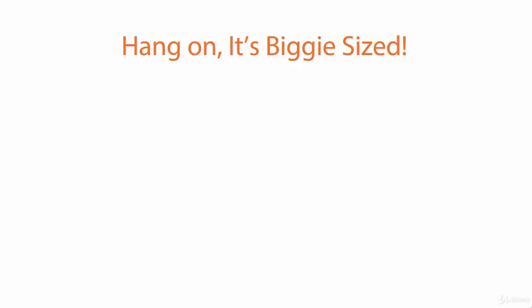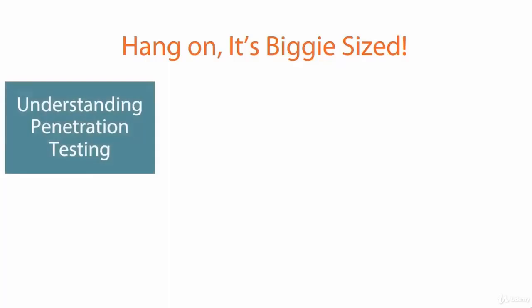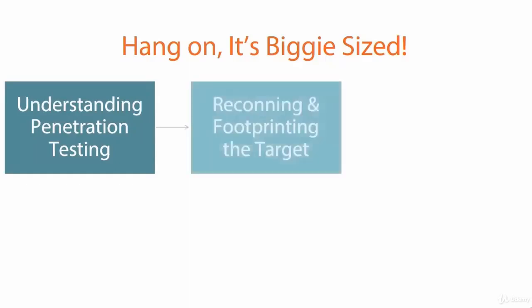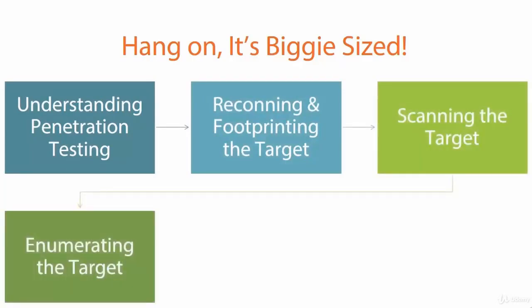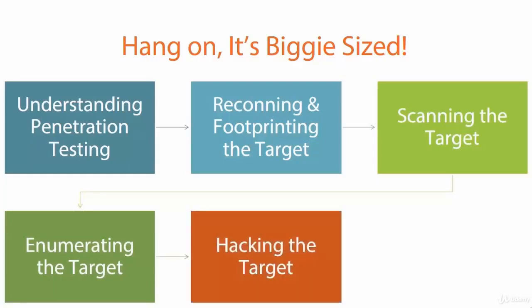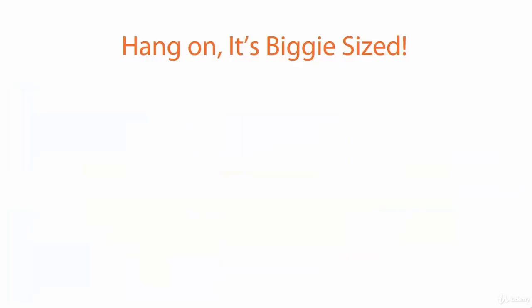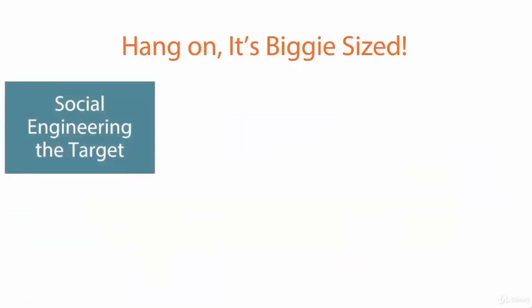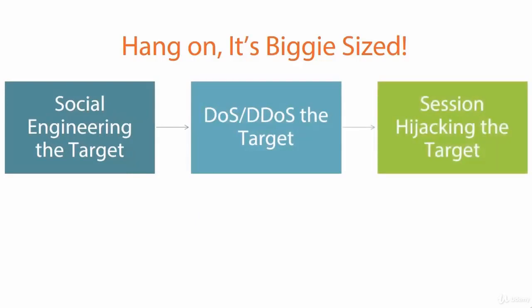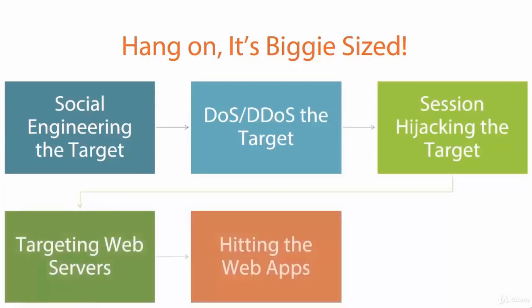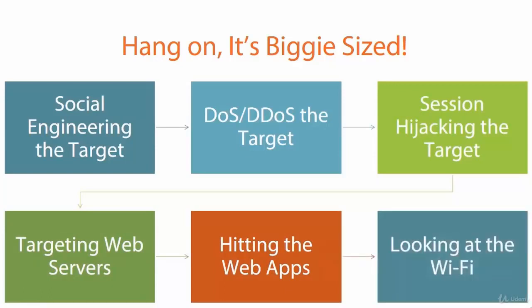So as I mentioned already, we're going to start off in this particular module looking at understanding penetration testing. And then again, we're going to go through each of the domains and talk about pen testing and how it works with reconnaissance and footprinting, as well as how do we pen test and scanning the target or enumerating the target. We'll also talk about pen testing on hacking the target and sniffing the target. After we get done doing that, we'll go through and look at social engineering the target in a pen test, as well as looking at denial of services and DDOSs. We'll also look at things that we need to cover when we're trying to do a session hijack on the target. And then we'll dive into targeting web servers as well as the web apps on pen tests. And because Wi-Fi is just simply an extension of our network, we'll look at pen testing the Wi-Fi network.